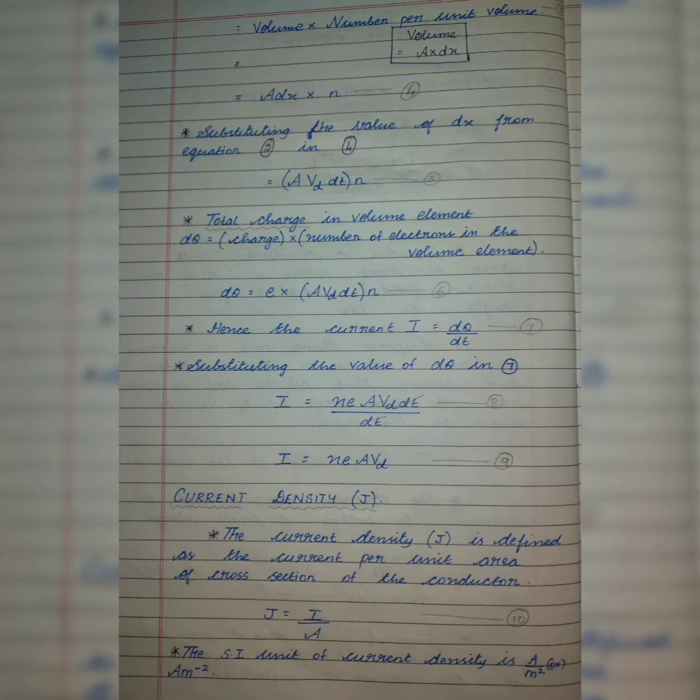Now substituting the value of dq from equation number 6 in equation number 7, we get I is equal to n e A vd dt divided by dt. The dt in the numerator and the dt in the denominator get cancelled, and therefore I is equal to n e A vd. We can consider it as equation number 9.